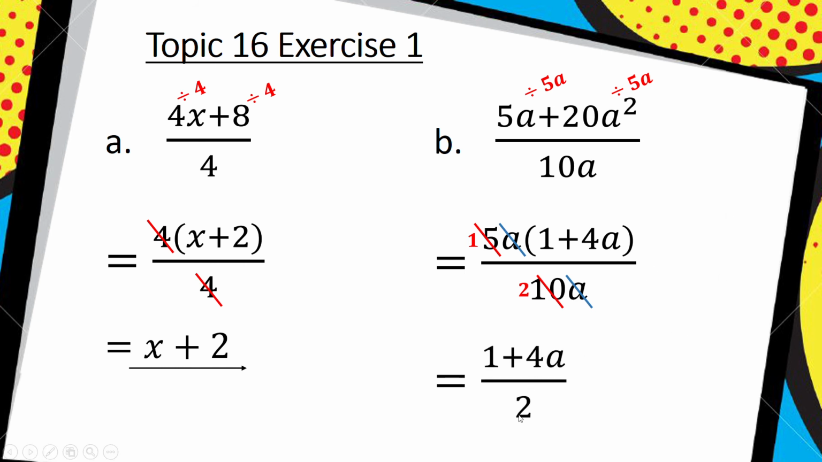Now you can't cancel the 4 and the 2 together because there are two terms at the top here. You must imagine that this is still in a bracket, so you can't cancel this with the 2. If it was just 4a over 2, then you could cancel, but because there are two terms, I treat it like it's stuck in its own bracket, and I would need to find another bracket of 1 plus 4a so that I can cancel those two together.